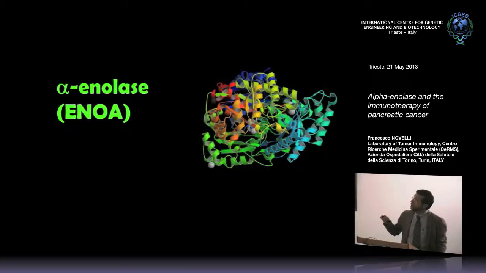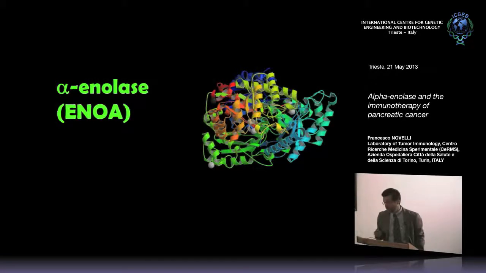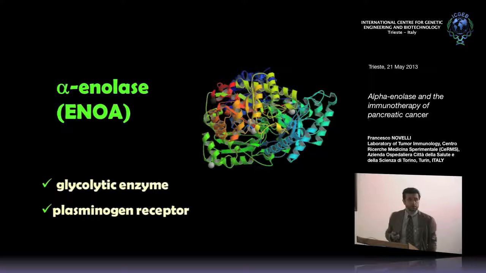We were particularly interested in this antigen, alpha-enolase, which is very important for us because most patients of pancreatic cancer have circulating antibodies against enolase. It is quite an interesting protein as it is a glycolytic enzyme. It's involved in the pyruvate synthesis, so it has a very important metabolic role. But it's also important because it is a plasminogen receptor, so it binds plasminogen and activates the plasmin cascade. In this way, it is involved in spreading and metastasization of the tumor cells.